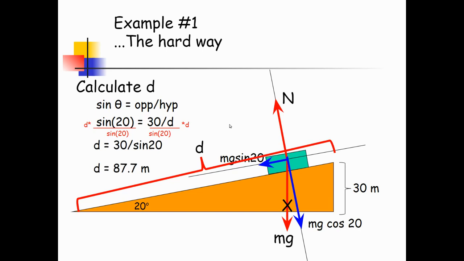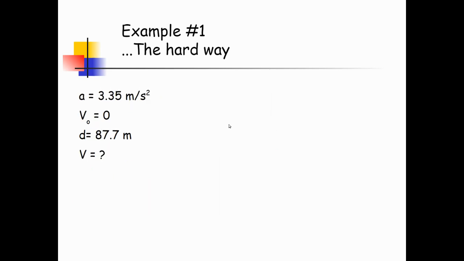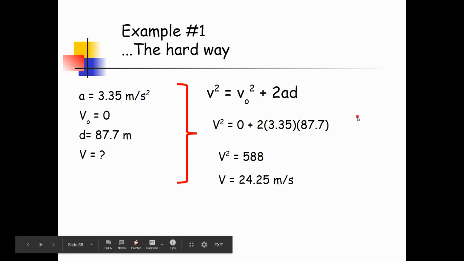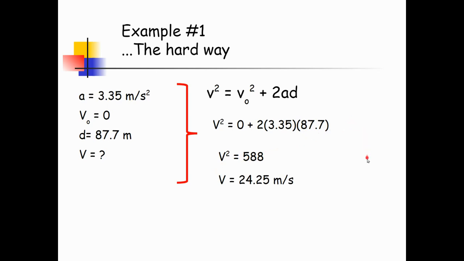All right, so now I have acceleration and I have distance. So knowing this, I'm going to use this kinematic equation. So my final velocity squared is equal to my starting velocity squared plus 2 times my acceleration times my change in position or distance that I've traveled. On your equation sheet, this is delta x. I plug in the numbers from the problem, and I get v squared is equal to 588. Take the square root of both sides, and I get a velocity of 24.25.